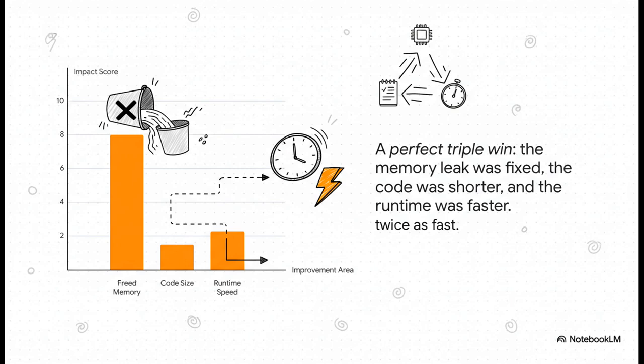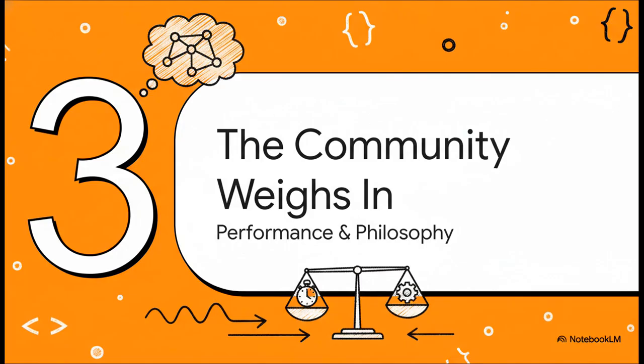And the results were just fantastic. Not only was the memory leak plugged, but the new code was actually 5 lines shorter. And on top of that, it was more efficient, making the cleanup process twice as fast. That's the developer's dream, isn't it? A bug fix that makes your code smaller, faster, and correct. A total triple win.